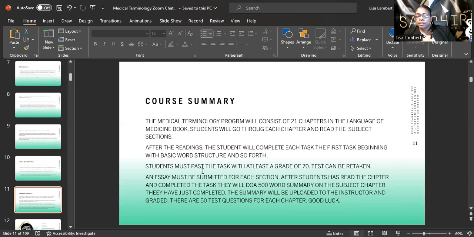In this case, the medical terminology, which has 21 chapters, you have an exam for each one of those chapters. I've already sent it to you in a file. It should say test, task, or something like that. You will get a competency at the end of your course. You need to get a 70. You guys know I always say I'll take an 80. Now that's because I want to just push you to do more. And don't forget, an essay must be submitted for each section. This is just telling you about the medical terminology course.